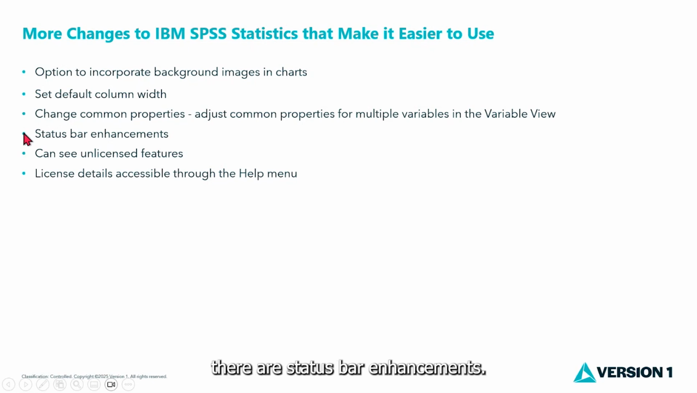There are status bar enhancements. When you select cases, you'll be able to see how many cases have been selected. You can also see unlicensed features. If there are procedures that you don't have a license for, you'll see the procedure name on the menu with a lock by it. You can click on it to get more information. License details are also now available through the Help menu.